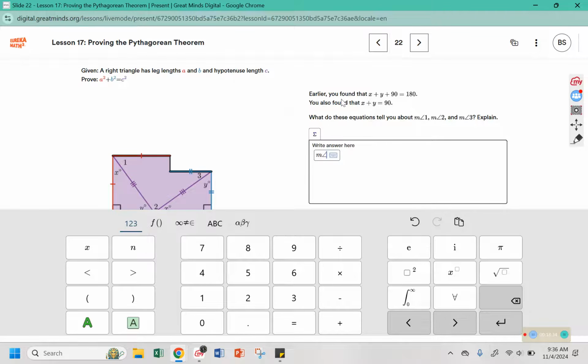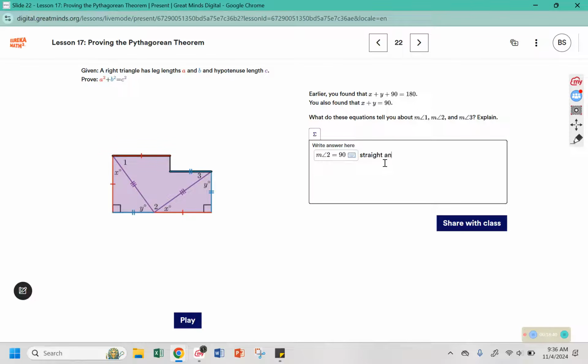The measure of angle 2 is 90, and the reason that we know that is because it forms a straight angle. Let's see, angle 1. If x is here, this was a square, so we know that x plus angle 1 made a 90-degree angle. The measure of angle 1 is equal to 90, that's the corner, minus x. It's going to be the piece that's left over.